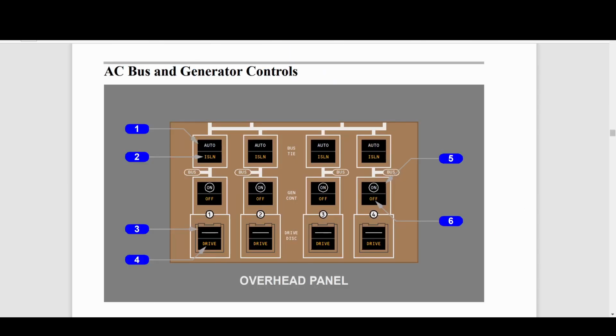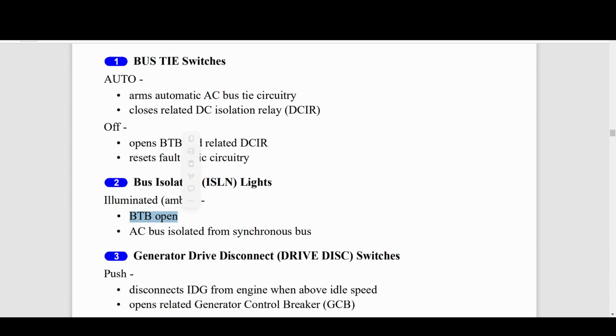What does a bus isolation light illuminated indicate? Bus tiebreaker open, AC bus isolated from synchronous bus.